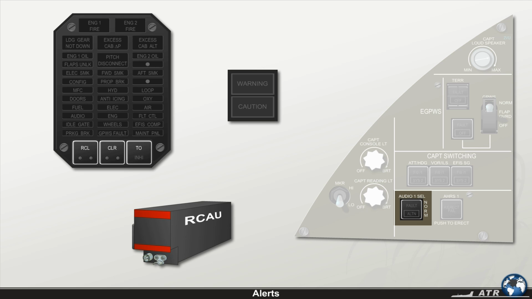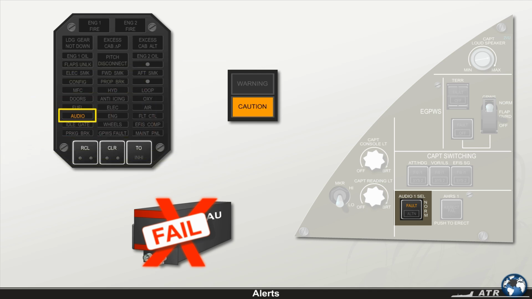The following visual and oral alert associated with the communication system is provided in case of an RCAU processing board failure or power loss. The master caution is activated. A single chime will sound. The amber audio light on the CAP illuminates, and the amber audio select fault light on the associated side panel illuminates.